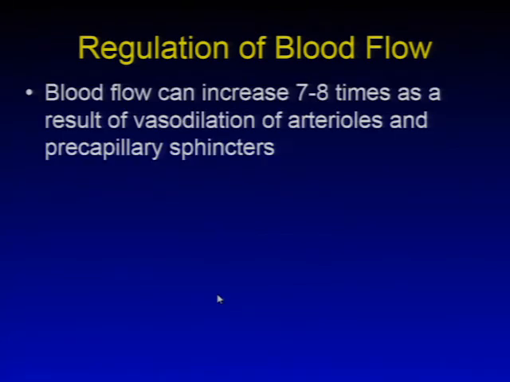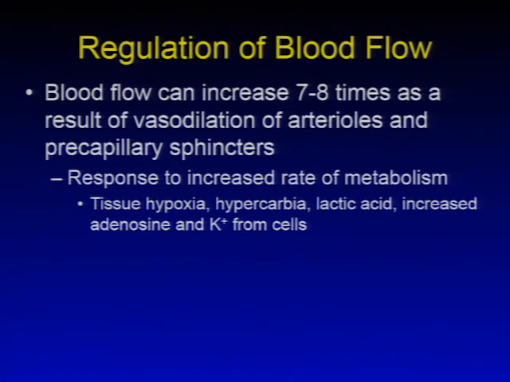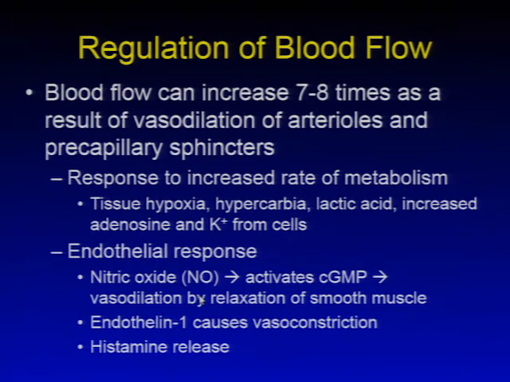So how is blood flow regulated? It's regulated via the arterial tree, smooth muscle contraction and dilation, but the primary response is due to increases in rate of metabolism. This is triggered by tissue hypoxia, hypercarbia, lactic acid, or increases in other hormones or electrolytes at the cellular level. And as I noted earlier, the endothelial response is another strong and local response. Nitric oxide production can lead to intense vasodilatation, as well as other hormones such as endothelin and histamine.